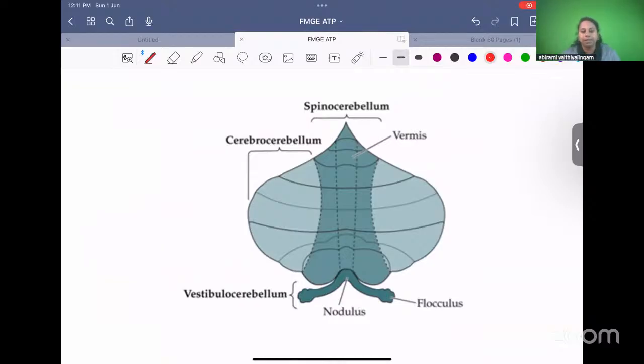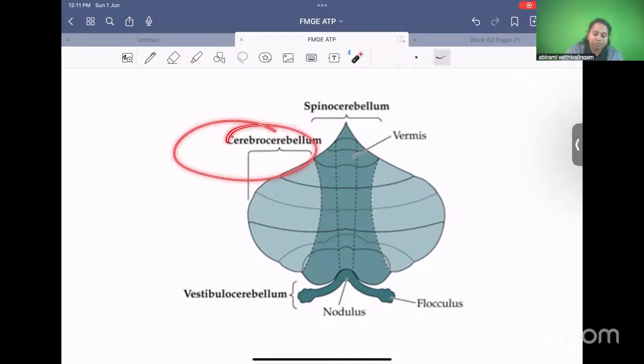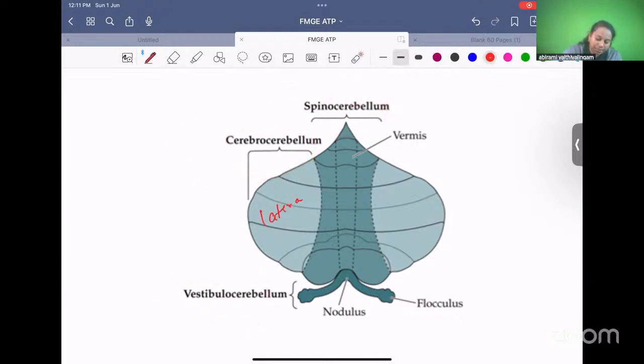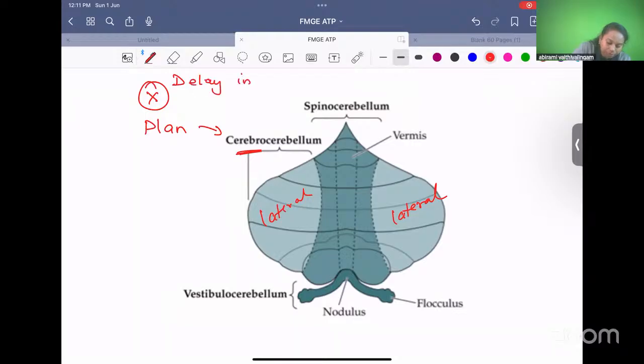Over to cerebellum. What are the parts of the cerebellum? Cerebellum has cerebrocerebellum, spinocerebellum, vestibulocerebellum. The lateral portions are called cerebrocerebellum, and it receives the plan from the cerebral cortex. That's why it's called cerebrocerebellum. So if there is any damage to the cerebrocerebellum, planning will be affected. This results in delay in initiating movements.